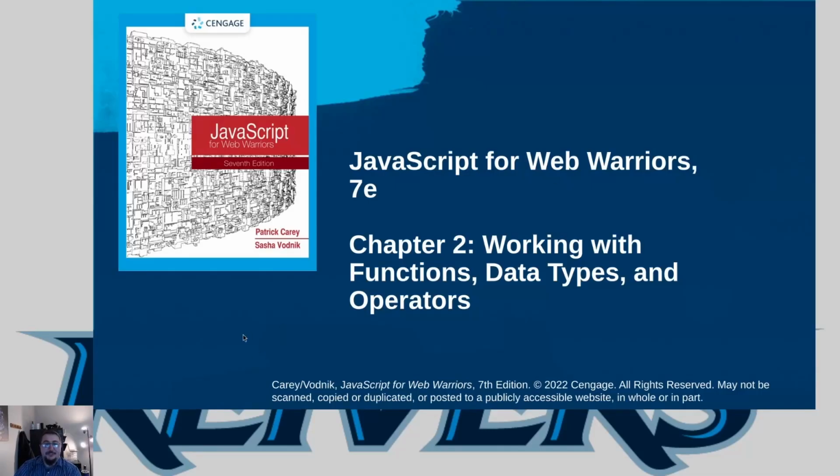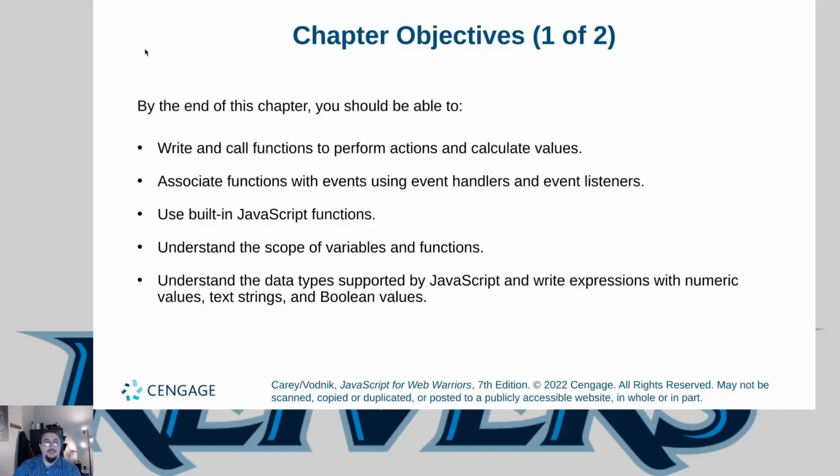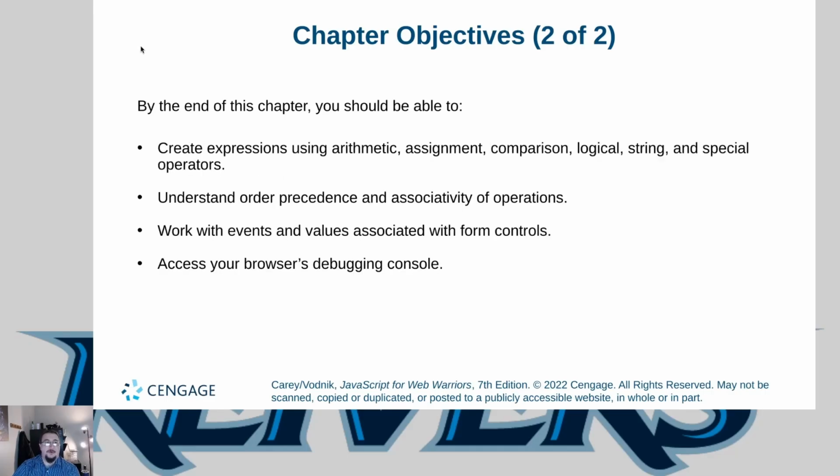Alright, this week we're covering Chapter 2, which is working with functions, data types, and operators. After this chapter, you should be able to write and call functions to perform actions and calculate values, associate functions with events using event handlers and event listeners, use built-in JavaScript functions, understand the scope of variables and functions, as well as understand data types supported by JavaScript, writing expressions with numeric values, text strings, and Boolean values, creating expressions using arithmetic or math, assignment, logical, string, and special operators, understanding order precedence, associativity of operations, working with events and values associated with form controls, and how to access the debugging console in the browser.